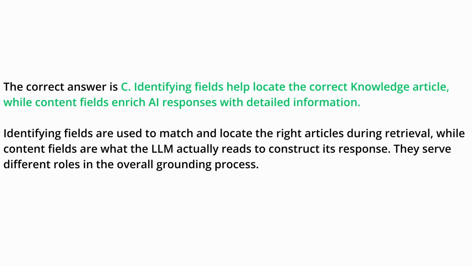The correct answer is C. Identifying fields help locate the correct knowledge article, while content fields enrich AI responses with detailed information. Identifying fields are used to match and locate the right articles during retrieval, while content fields are what the LLM actually reads to construct its response. They serve different roles in the overall grounding process.